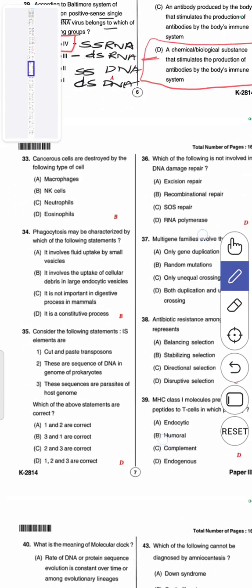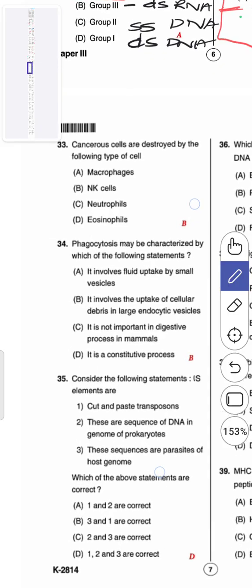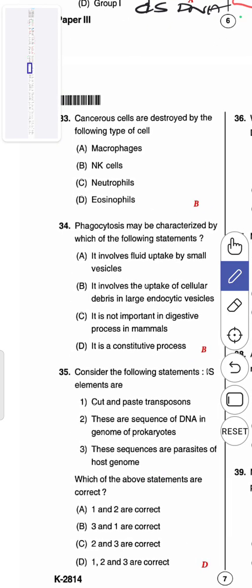Next question, 33. Cancerous cells are destroyed by the following type of cell. So cancerous cells are destroyed by natural killer cells. These natural killer cells directly go and kill the cancerous cell. So 33, B is the right answer.